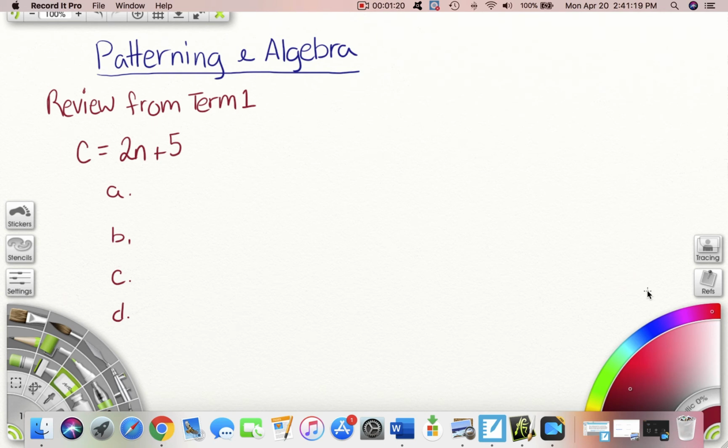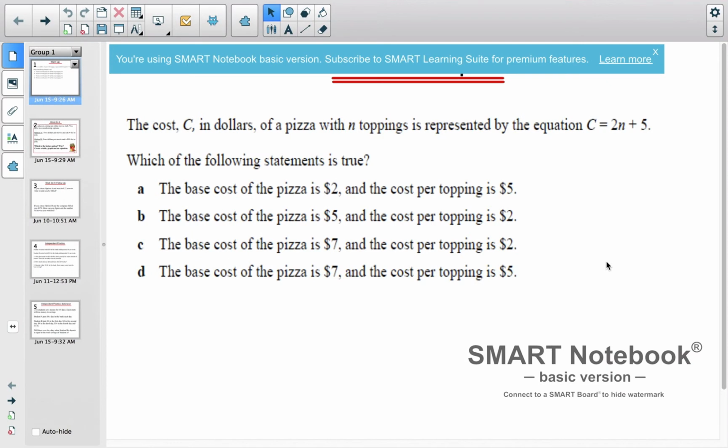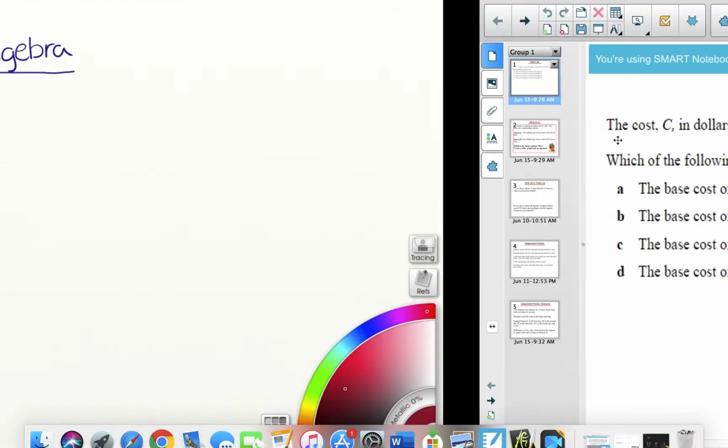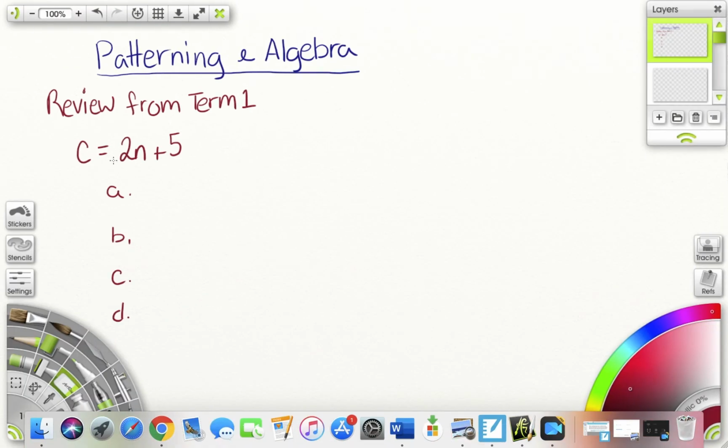The problem we're using on this slide is: the cost, C, in dollars of a pizza with n toppings is represented by the equation cost equals 2 times the number of toppings plus 5. We're looking at which of these statements is true. The numbers in our problem are 2 and 5. So 2n and 5.